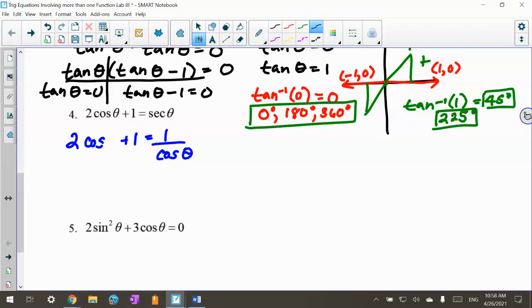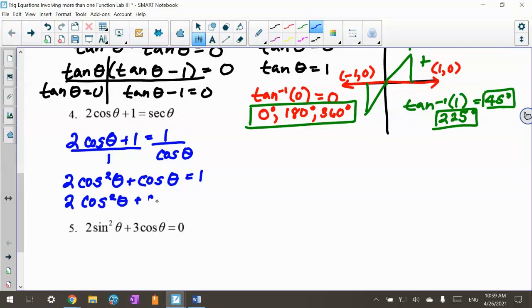Okay, so what we're going to do next is we're going to cross multiply. So I have 2 cosine squared theta plus cosine theta. So all I did was multiply cosine theta by 2 cosine theta. I got 2 cosine squared, and then that times 1 is going to equal 1. Then I see it's a quadratic, so I'm going to move my 1 over. So I have 2 cosine squared theta plus cosine theta minus 1 equals 0.